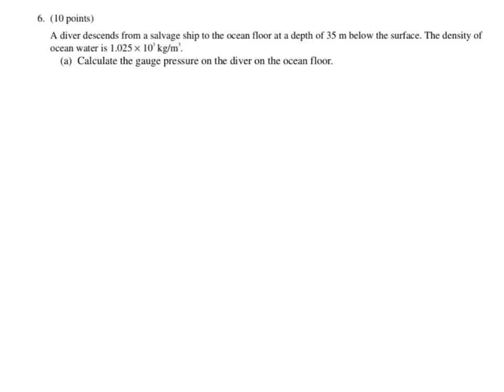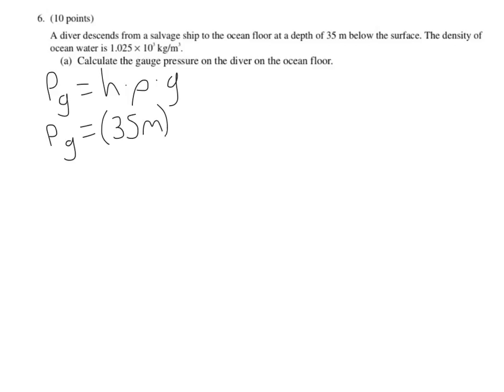So we know that the gauge pressure there equals height times density times gravity. So our height is 35 meters. Our density is 1.025 times 10 to the third kilograms per meter cubed. And our gravity is 9.8 meters per second squared.